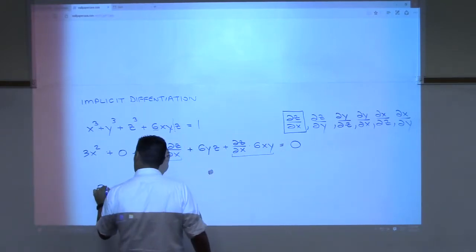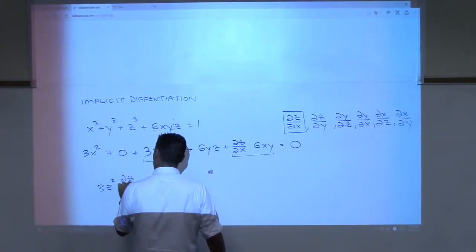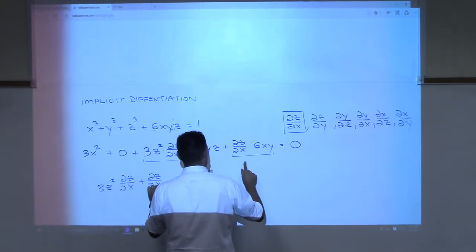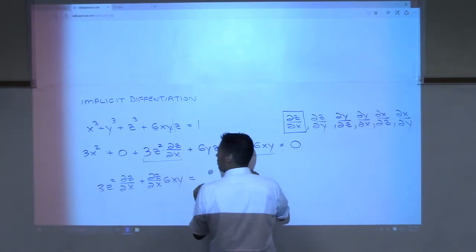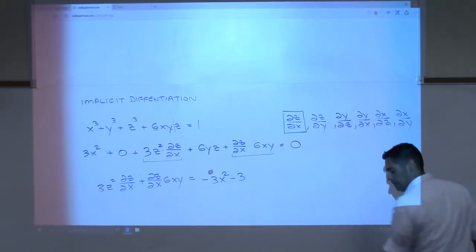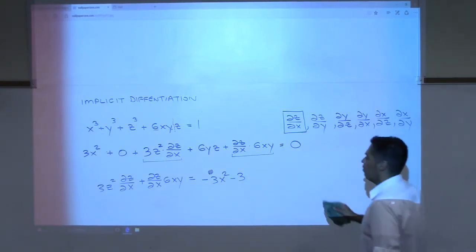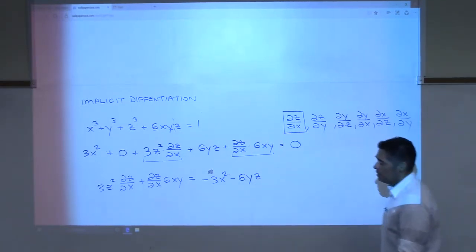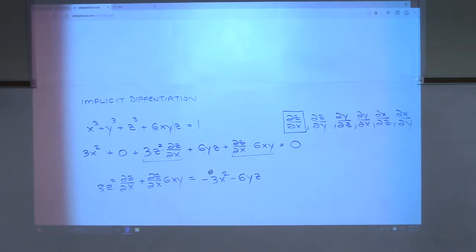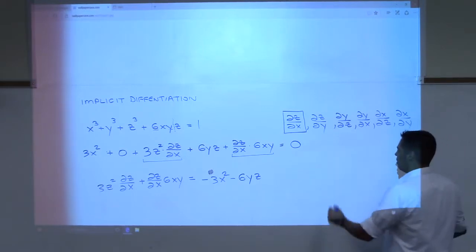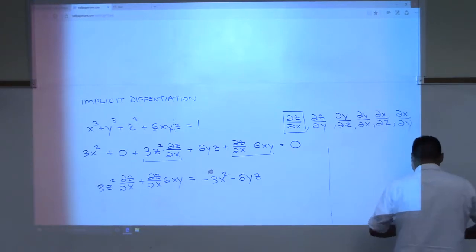So 3z squared partial z with respect to x plus partial z with respect to x, 6xy equals negative 3x squared minus 6yz. On the left side, what do we do? Factor out partial z with respect to x, and then divide through by what was remaining when we factored. So I think I can do this in one step. Hopefully you can follow me here.